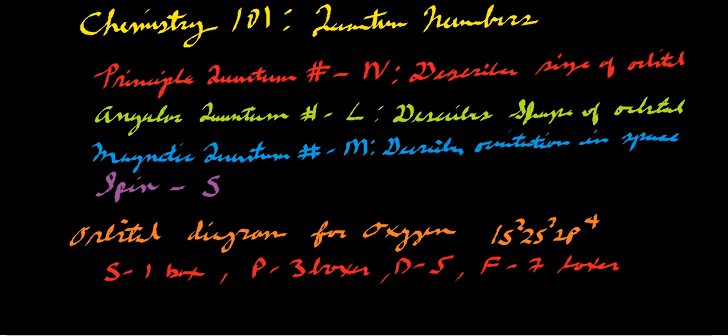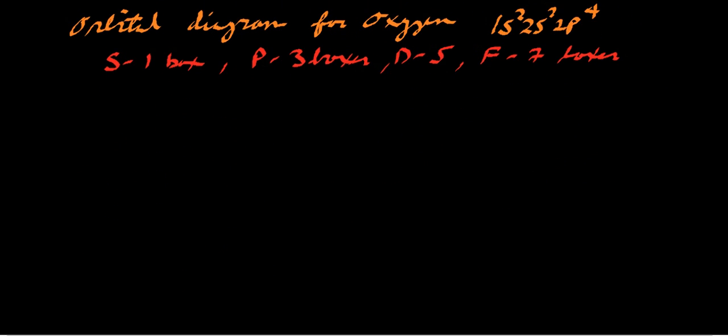So let's go ahead and jump right into it. An orbital diagram for oxygen, and we are given right next to it the electron configuration of oxygen, because that's what you need in order to draw an orbital diagram. An important thing to know when you draw orbital diagrams is that the S sublevel will only be one box. There will be 3 boxes for P, 5 boxes for D, and 7 boxes for F.